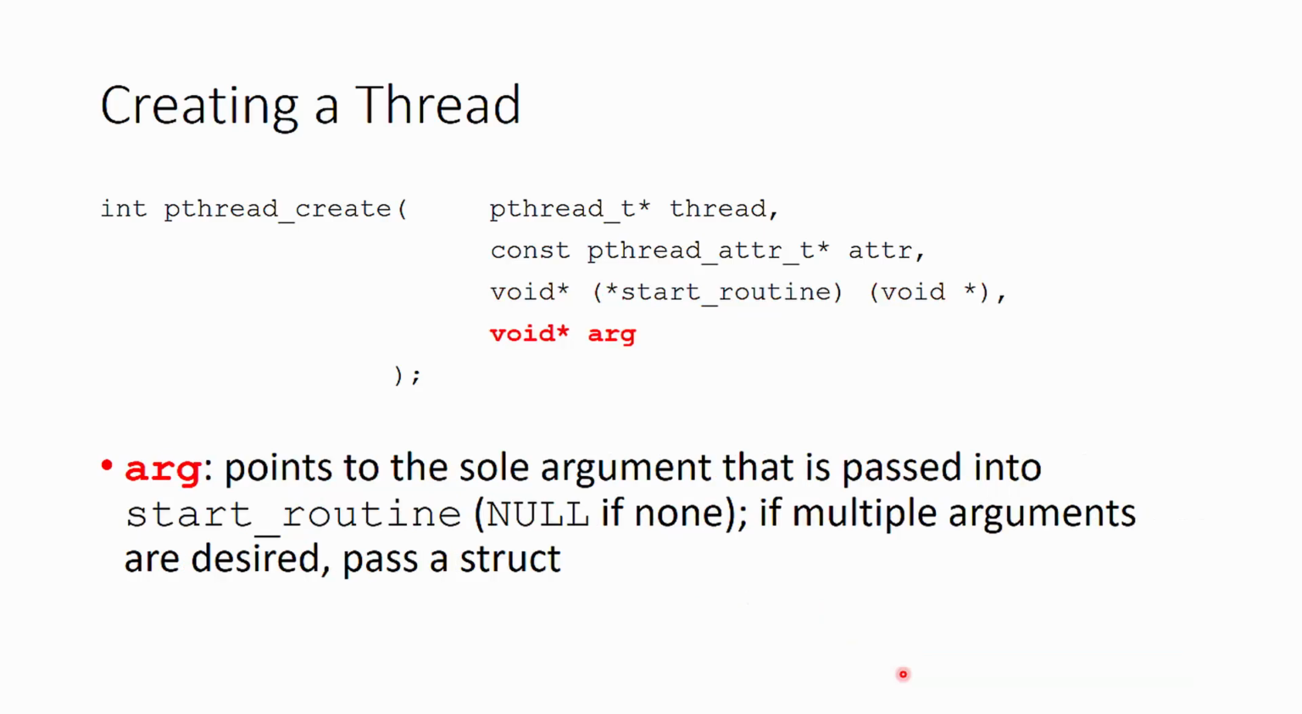The arg, finally, is if you want to pass in arguments to that start routine. If you have some integers or whatnot that you want to pass in, that's how you would do it. And it's only a single argument, so if you want to pass multiple things in, you have to build a struct up to get it in.